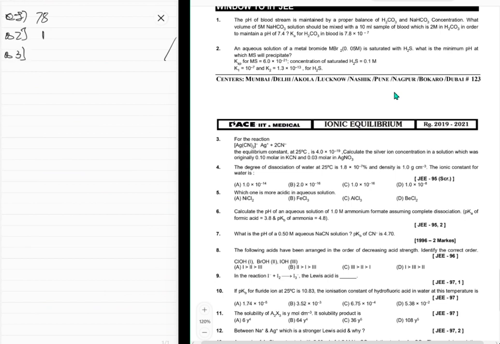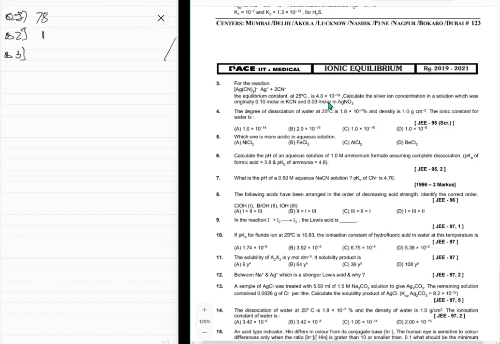Question number 3. For this reaction, the equilibrium constant at 25 degrees Celsius is 4 into this thing. So this reaction, where is the reaction symbol? Okay, this is the reaction, fine. Calculate the silver ion concentration in a solution which was originally 0.1 molar in KCN and 0.03 molar in AgNO3. Okay, so 0.1 molar CN minus, 0.03 molar Ag plus.